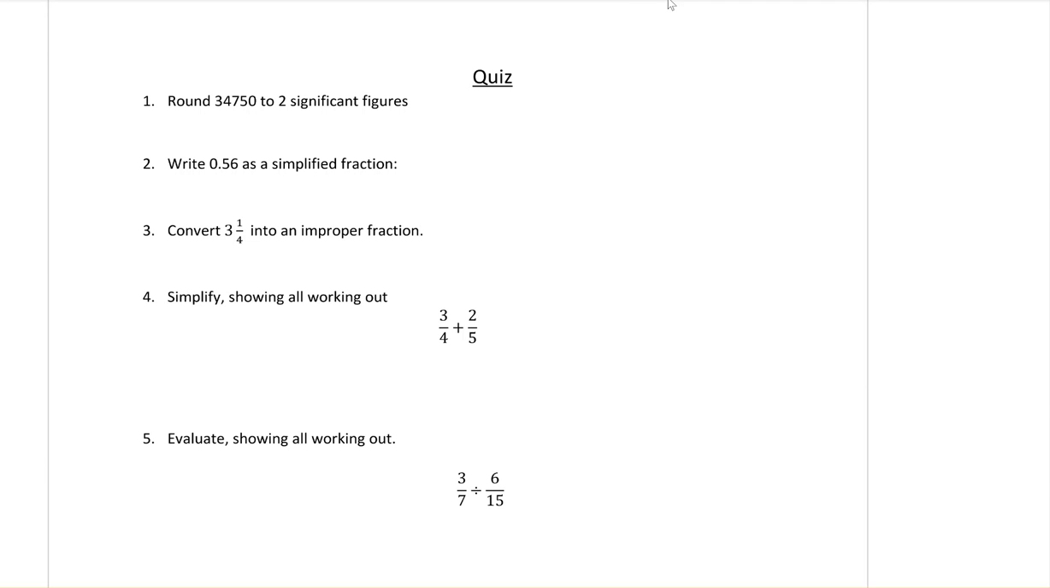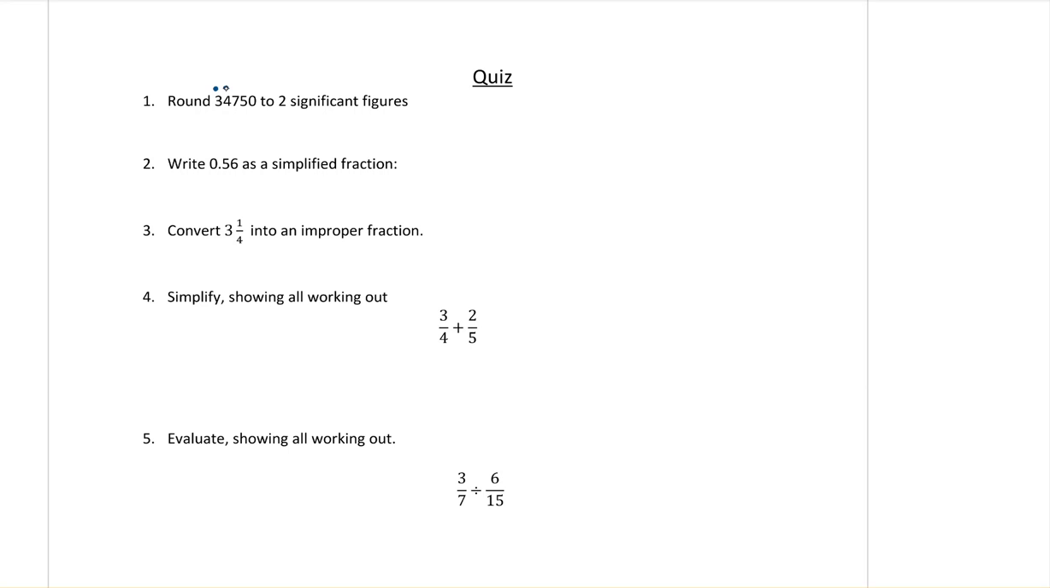All right, so question number 1, we're rounding to 2 significant figures. Remember, you start with the very first number on the left-hand side. You don't have to worry about decimal places. My first significant figure is the 3. The next one's going to be the 4. They're the 2 numbers that I want to keep. Everything after that needs to round off.